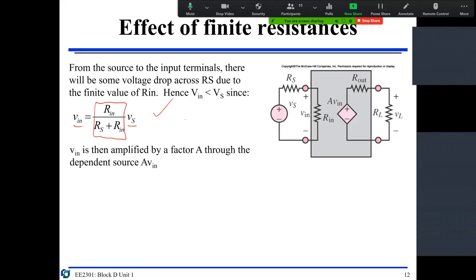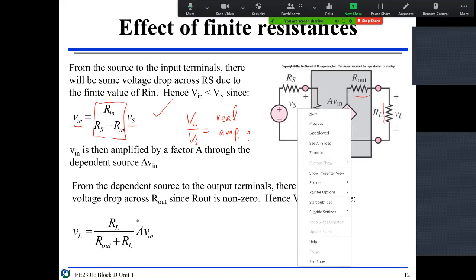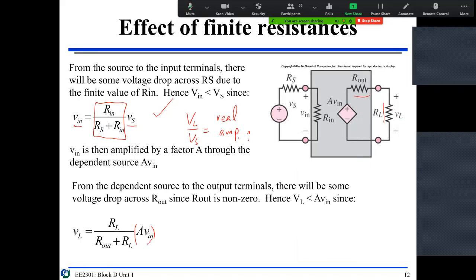So what we really want is VL versus VS. This is my real interest: I want to check the real amplification and how much it is. However, from my output, this is VL. You have two resistors and a source. The source is this dependent source, A times V in. Then you have VL output. So this is a voltage divider again.